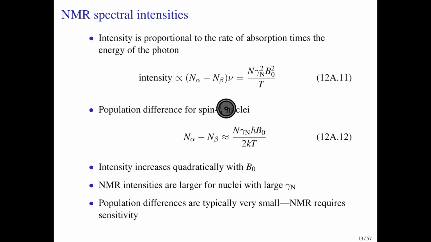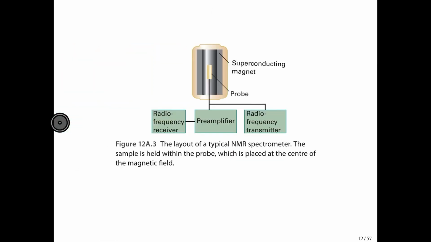One thing to note is that these population differences between the up state and the down state are typically very, very small, which means that in order to detect these resonances, your NMR spectrometer needs to be very sensitive to small amplitude, to low intensity radiation, and that's the purpose of this preamplifier here that comes in before the receiver. You need to amplify the signal in order to detect it.